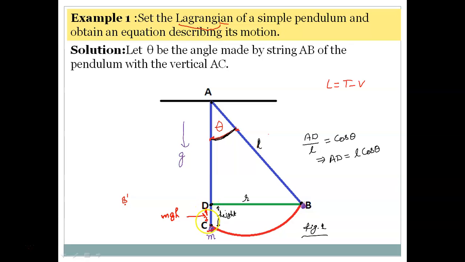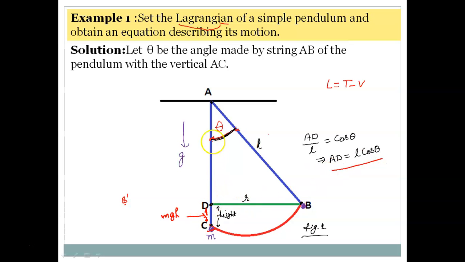So we want to determine this DC. How to determine DC? DC will be AC minus AD. AC is in fact L, the length of the string, because we are already given L is the length of the string, so the length will remain the same, so that is why AC is L. Now what about AD? From this triangle ADB, AD means base over hypotenuse is equal to cos theta. That means AD by L is cos theta, so AD is L cos theta.